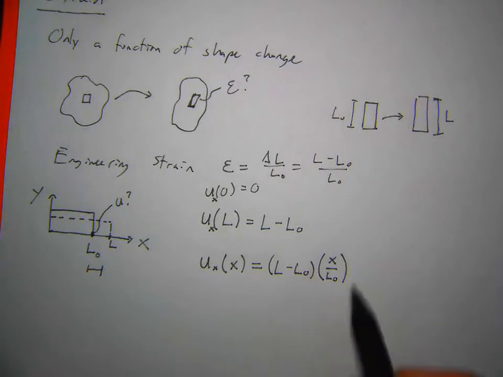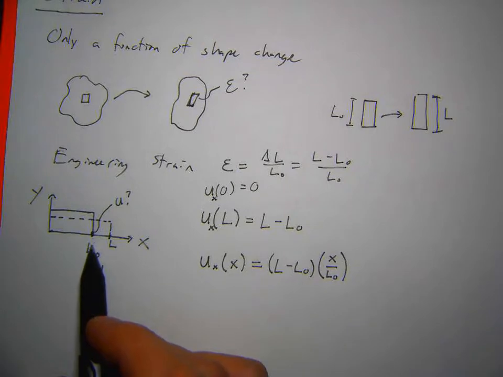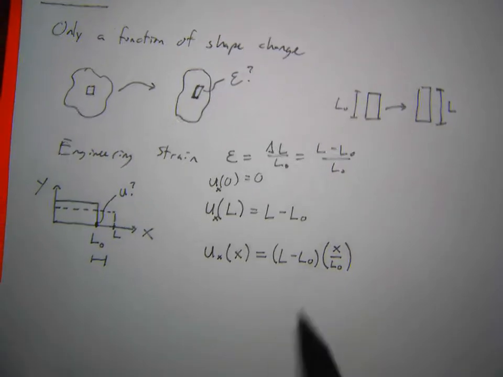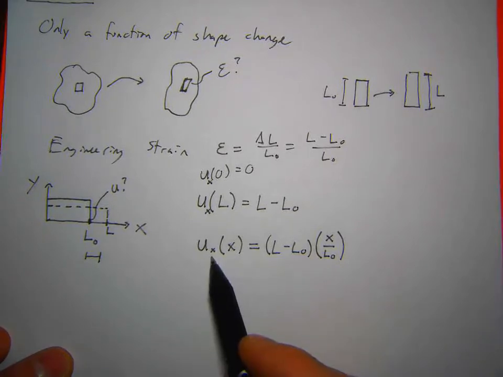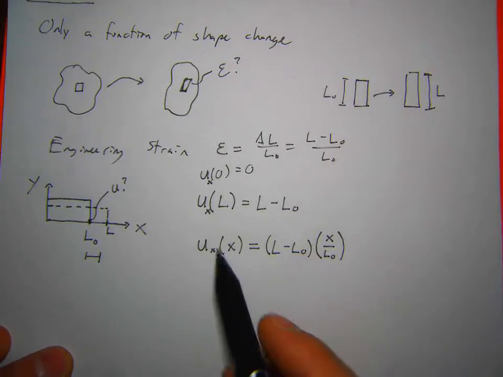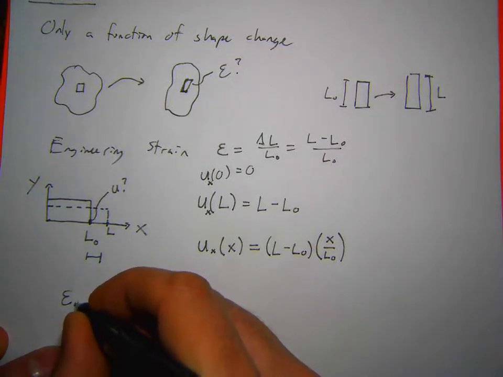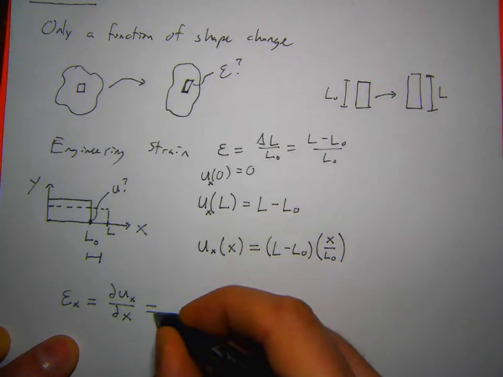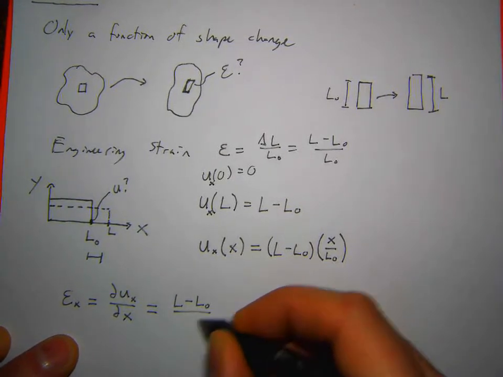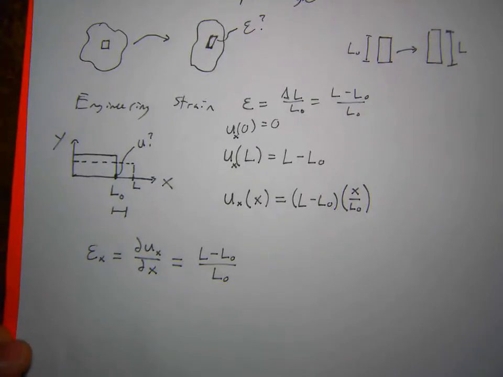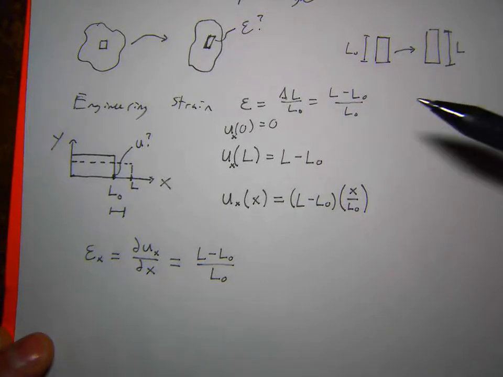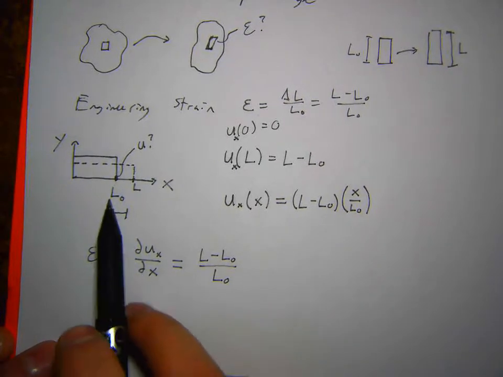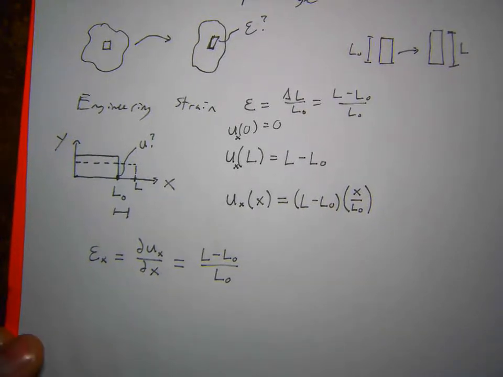So now I have a relationship for the displacement of an endpoint in a stretched out strained body. From this, I want to figure out what my strain is. It turns out my strain I can directly calculate from the displacement, the relative displacement in a body, as my strain now in the x direction is the derivative of u with respect to x, which is just that L minus L naught over L naught. So this is a very simple example. We end up back at that same definition of engineering strain in 1D that we had looked at before. And so this is a more formal way of thinking about strain in a body for a one-dimensional case.